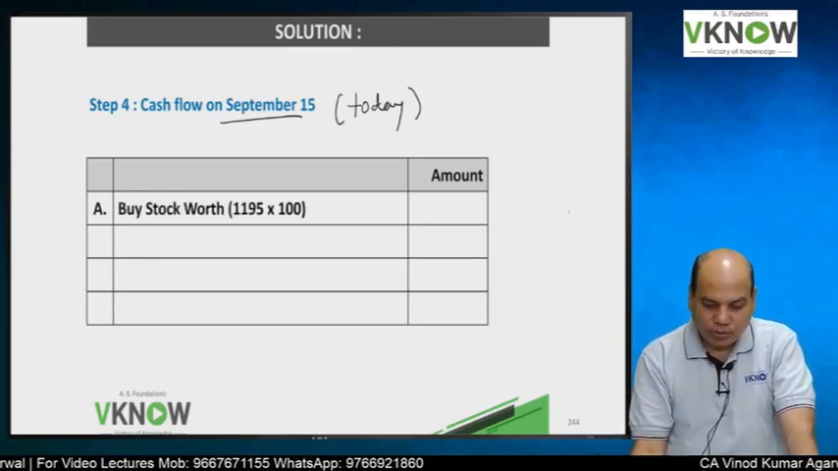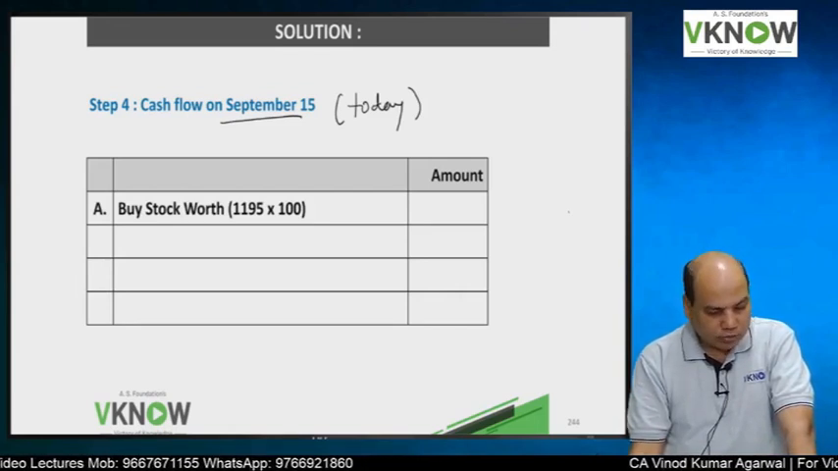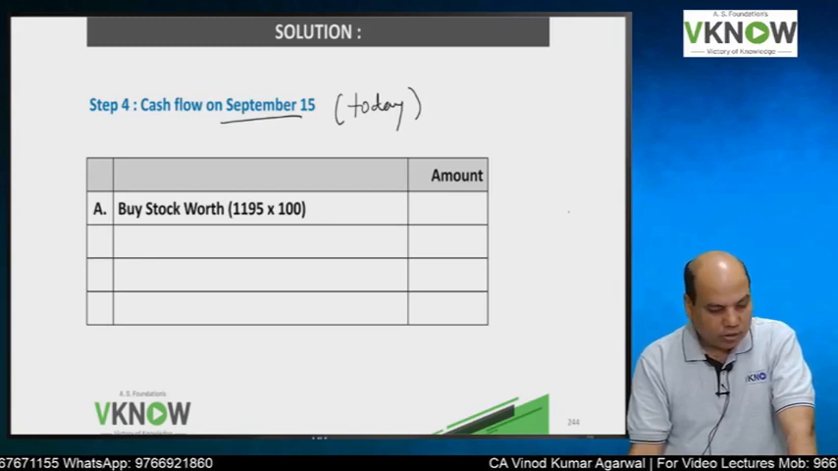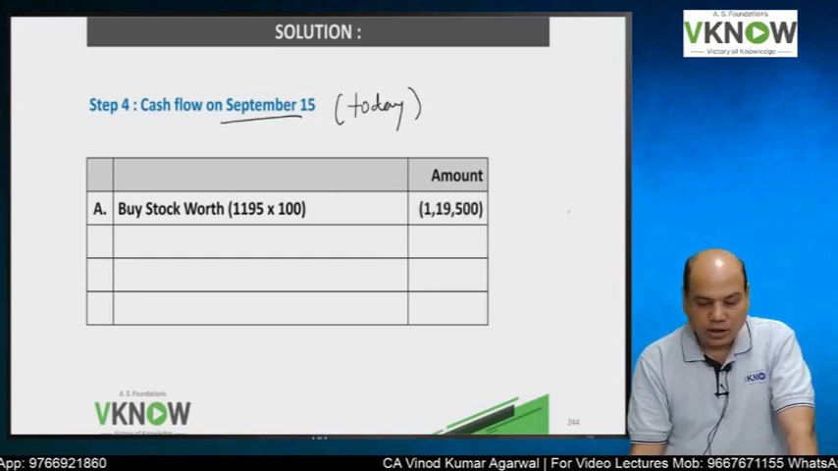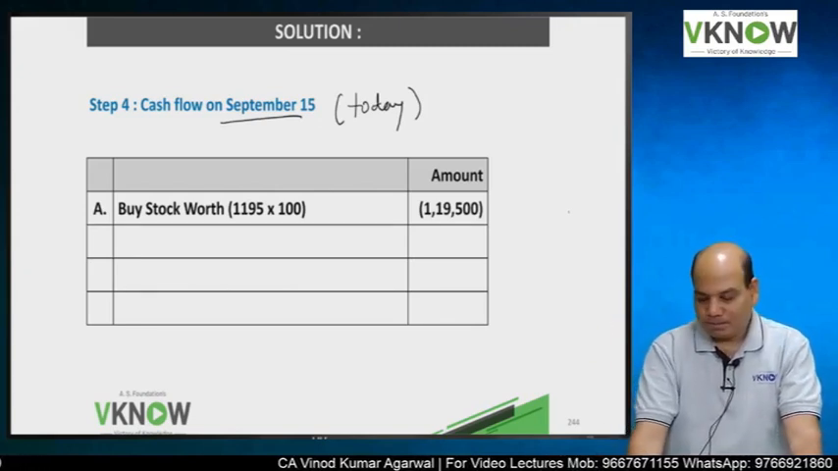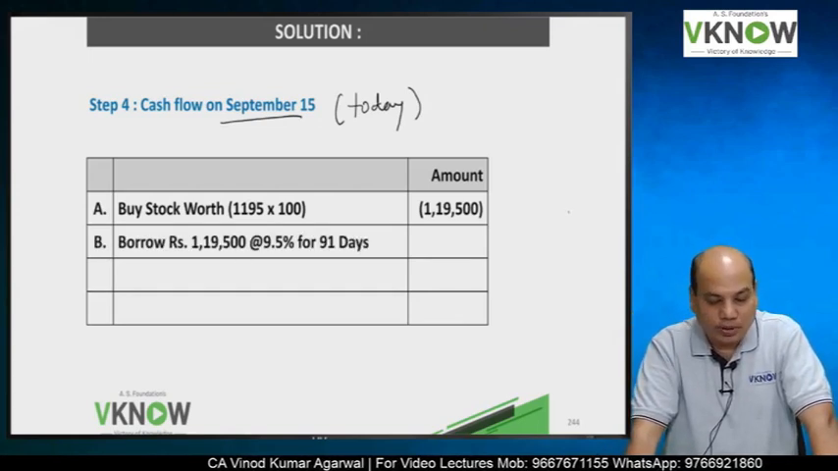So write down: buy stock worth. What is the spot index? Spot index is 1195 into 100. One index unit is equal to 100 rupees. So today you will buy stock of 1,19,500. Which stock you will buy? Those stocks which are included in that index, the index stocks. And then how do you fund your stock? By borrowing.